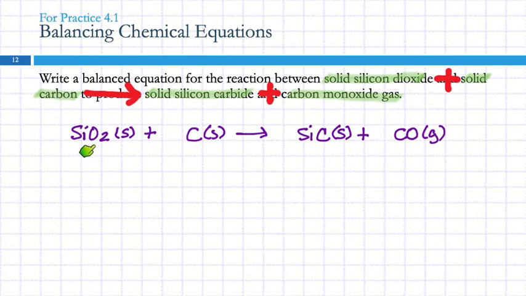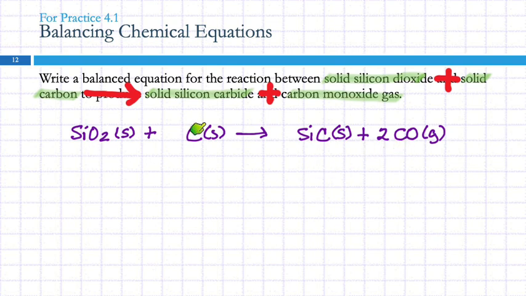How many oxygens on the left? 2. And how many on the right? 1. How can we fix that? If we make there be 2 carbon monoxides, now there'll be 2 oxygens, right? Did that mess up the silicon? No, it didn't affect the silicon. So I've got 2 oxygens and I've got 2 oxygens.